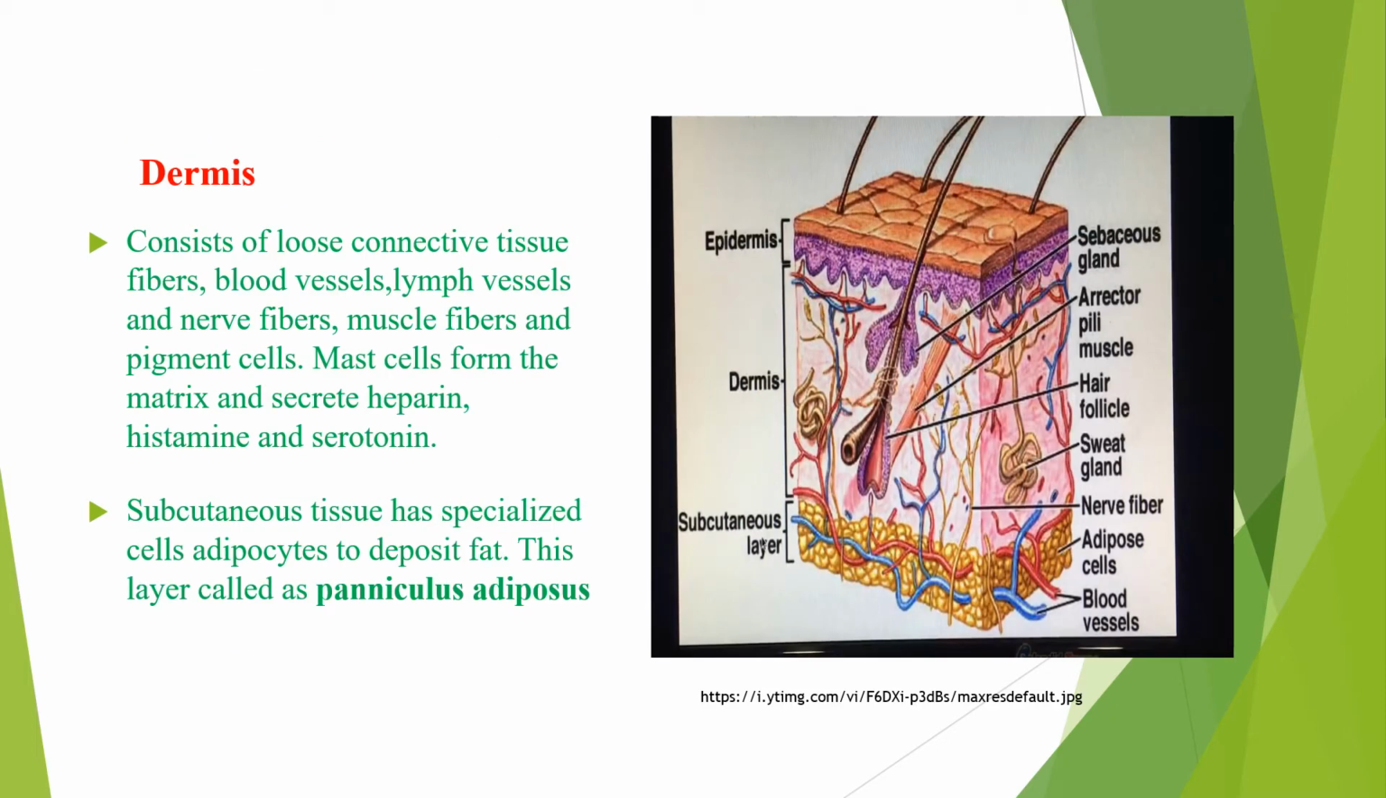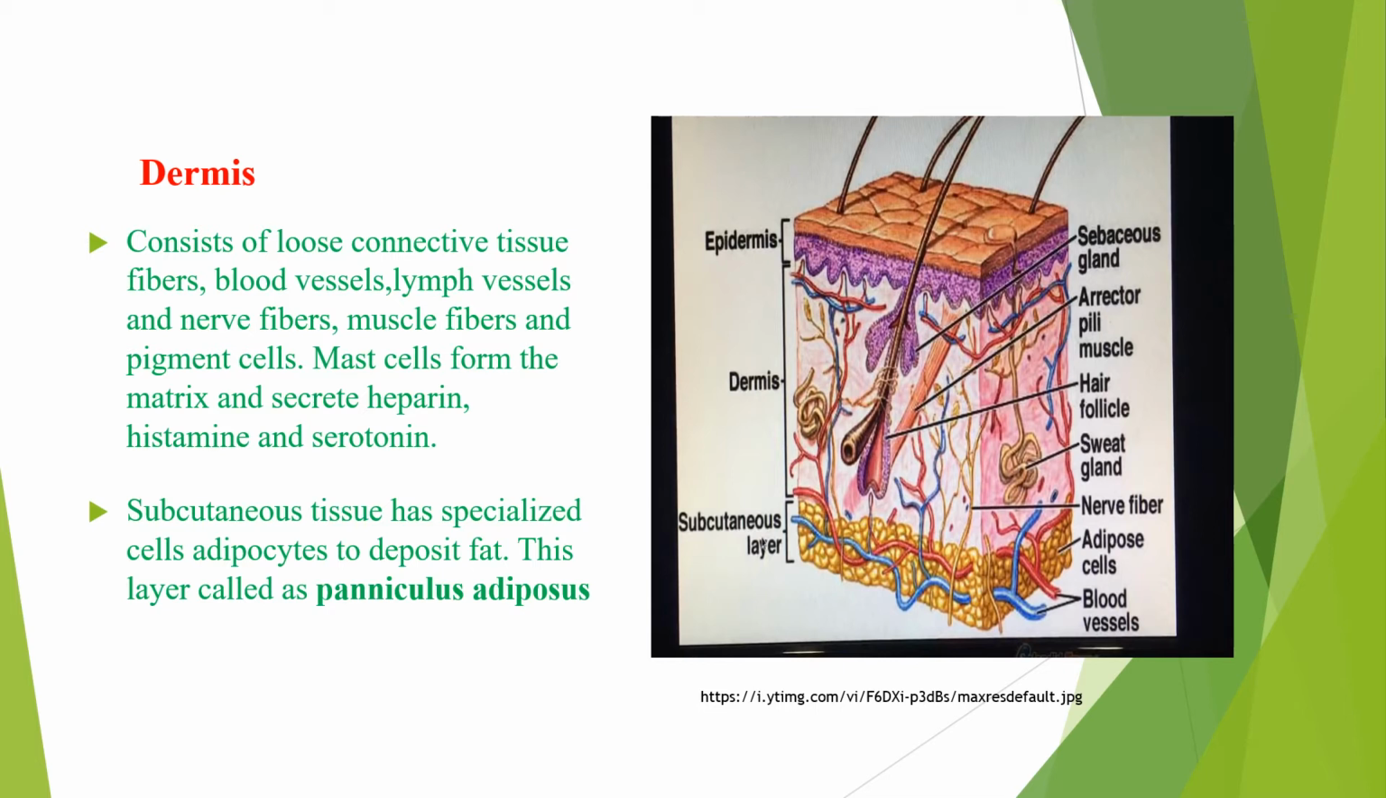Next is the dermis. Dermis is mainly formed of loose connective tissue, different fibers, blood vessels, lymph vessels, nerve fibers, muscle fibers, and pigment cells. And some mast cells are also present in the dermis, which form the whole matrix and they secrete heparin, histamine, and serotonin.